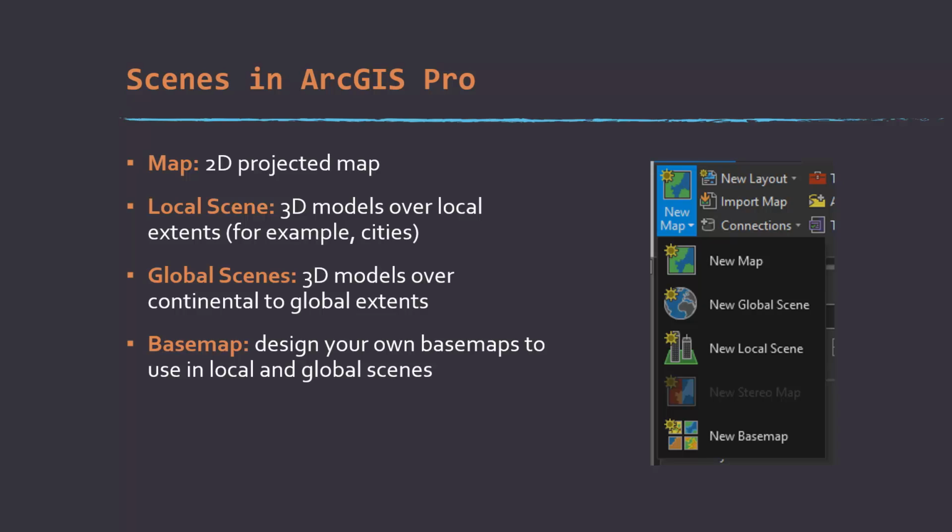a digital globe. Another new addition is the concept of creating a base map. So you can create a base map object, edit it, produce layers, symbology, and so on and so forth, and then that new base map will be available to use in your different maps and scenes within your project file.